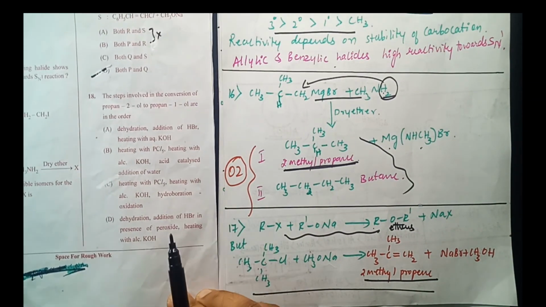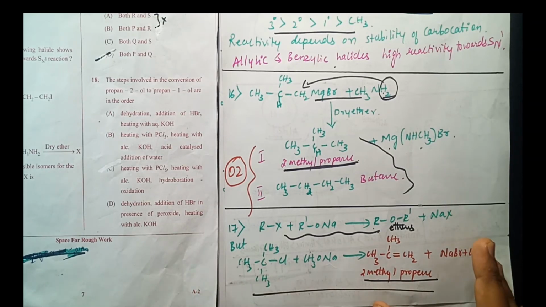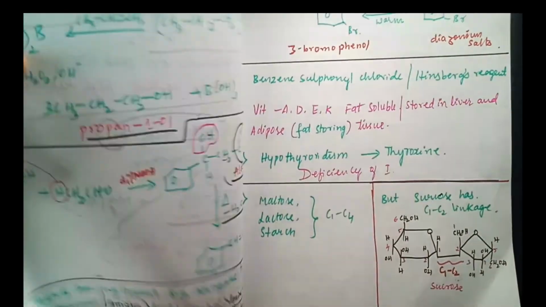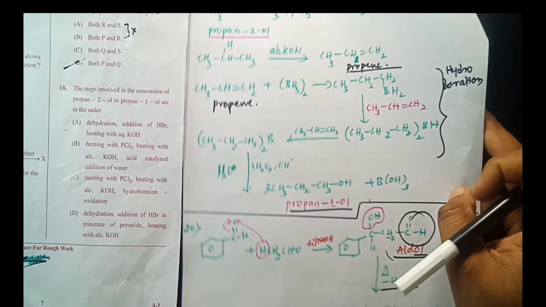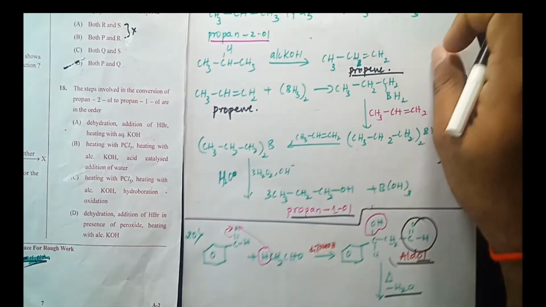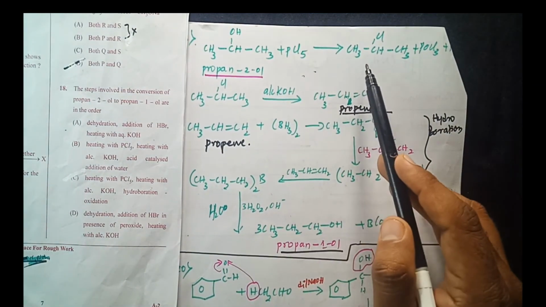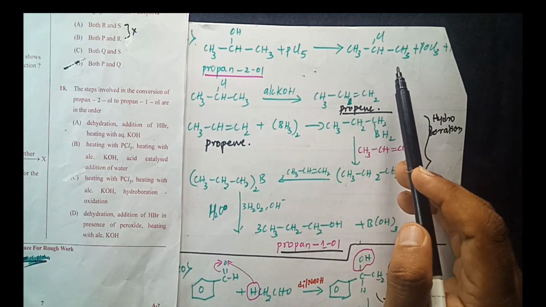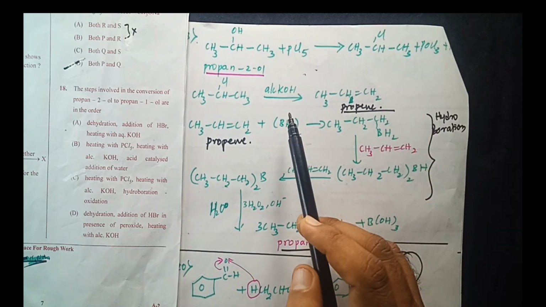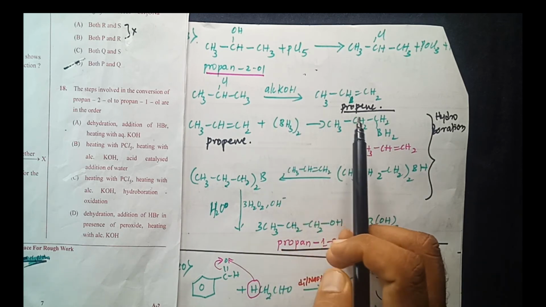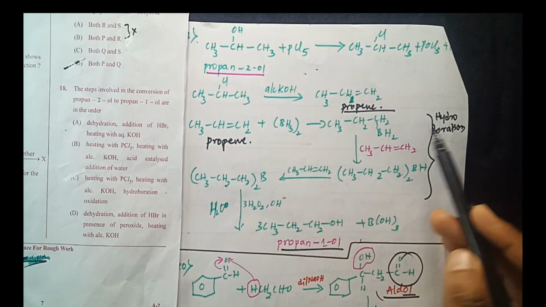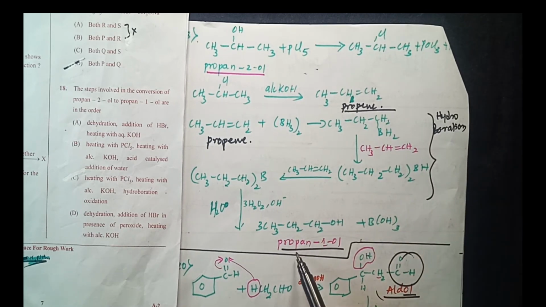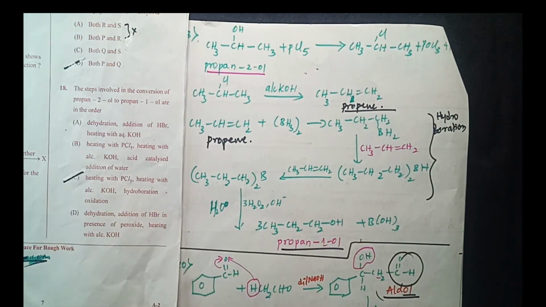Let's move to the 18th question. The steps involved in the conversion of propan-2-ol to propan-1-ol are solved here, friends. This is a lengthy process, just go through that. Propan-2-ol treated with phosphorus pentachloride forms 2-chloropropane. That 2-chloropropane undergoes dehydrohalogenation in the presence of alcoholic KOH, which gives propene. That propene undergoes hydroboration. Finally we get propan-1-ol. This is the process of conversion of propan-2-ol to propan-1-ol. So the third option is the right answer.